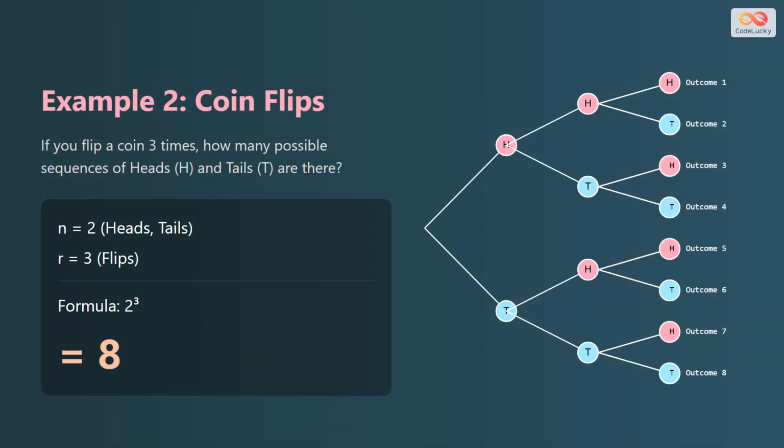Consider flipping a coin 3 times. The options n are just 2, heads or tails. We flip it 3 times, so r is 3. The number of possible outcomes is 2 to the power of 3, which equals 8. You can see on the tree diagram how these outcomes branch out.